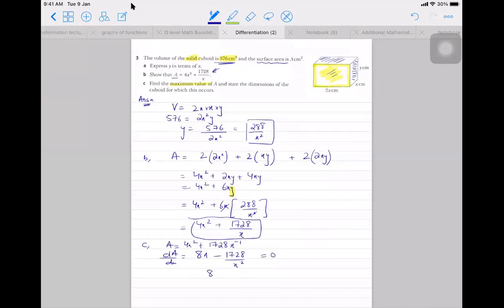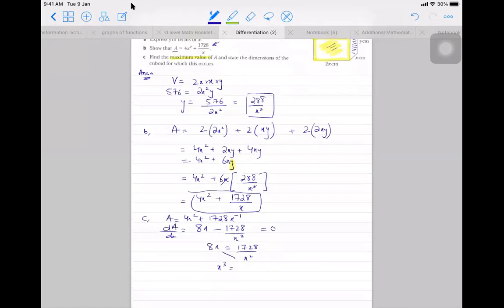8x equals to 1728 upon x square. You cross multiply and simplify this, you are going to get x cube equals to 1728 divided by 8, that is 216. You are going to take the cube root of 216. What is the cube root of 216 coming out? 6, right? So 6 centimeter.